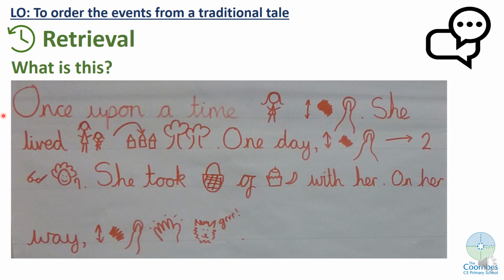The answer is this is a text map or a story map. So it's using pictures to retell a story. And this text map is from Little Red Riding Hood. So you should know it quite well.